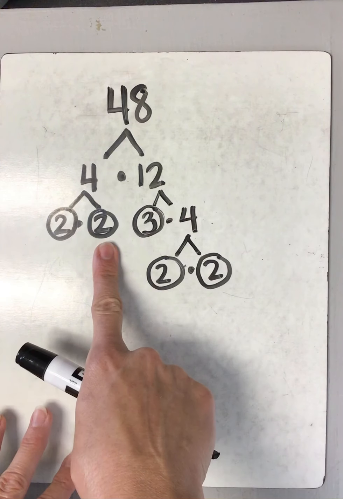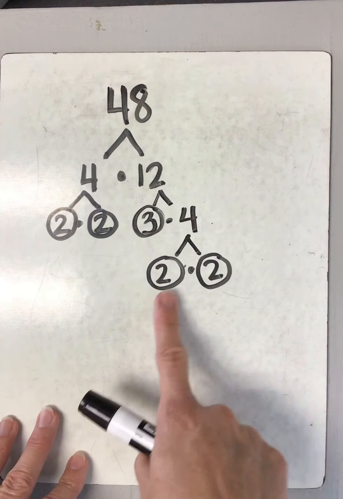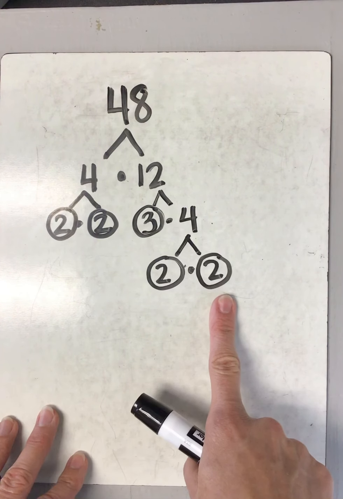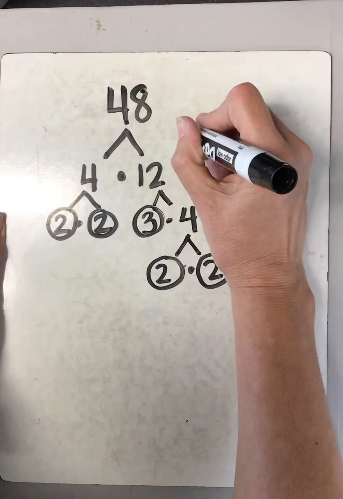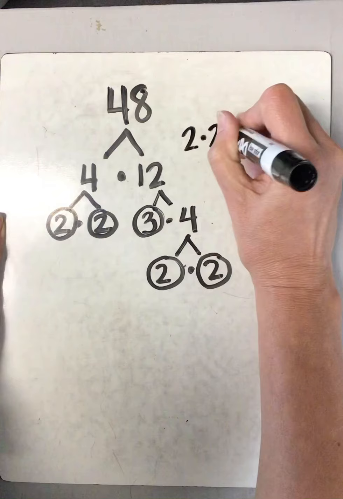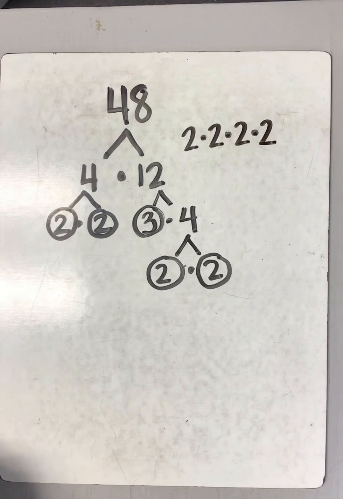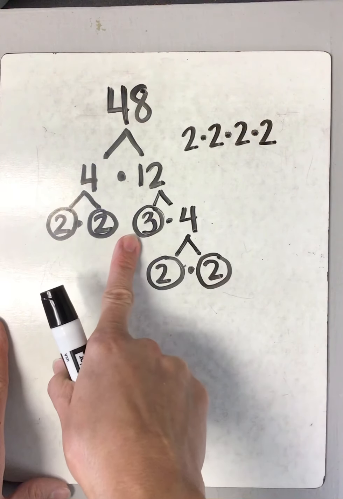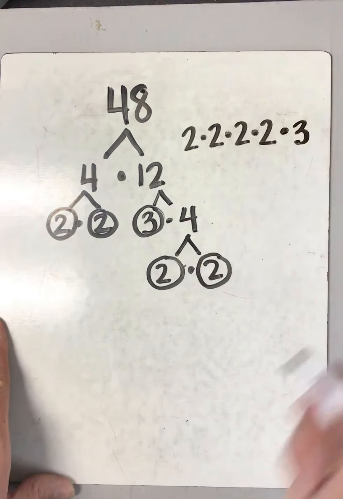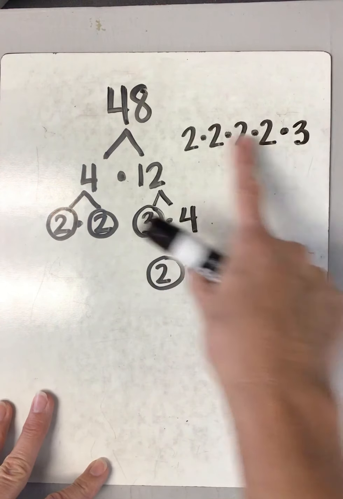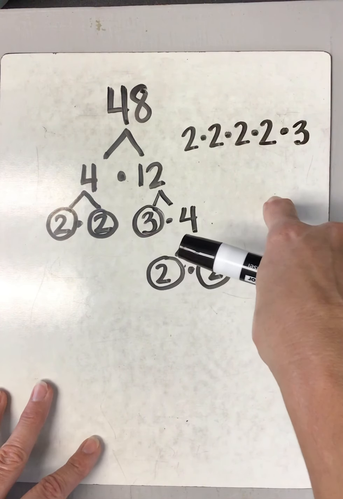2 times 2 is 4, 4 times 3 is 12, 12 times 2 is 24, 24 times 2 is 48. So we have 1, 2, 3, 4 twos, written first because the 2's are smaller than the 3. We also have 1, 3 circled, so we write 1, 3. This is the answer that equals 48. These are all prime numbers. This is the prime factorization of 48.